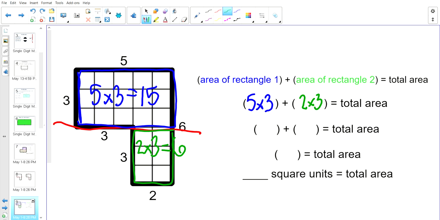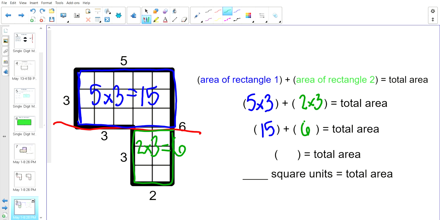Now, 5 times 3 equals 15. The area of the first rectangle was 15 square units. 2 times 3 equals 6. The area of the second rectangle was 6 square units.